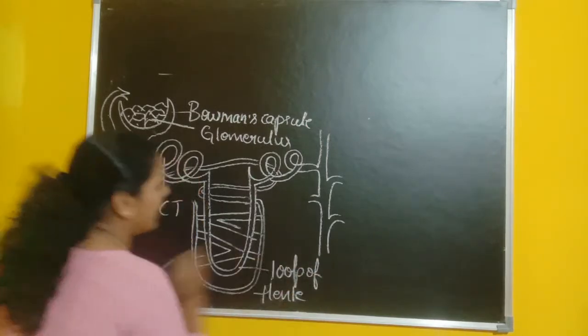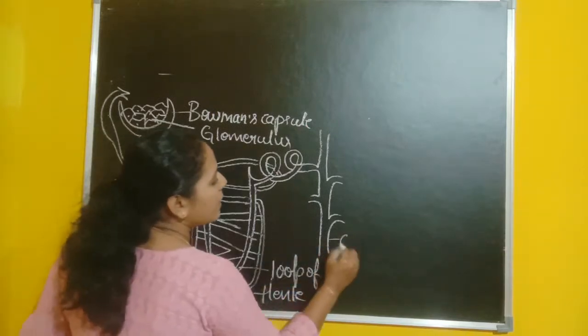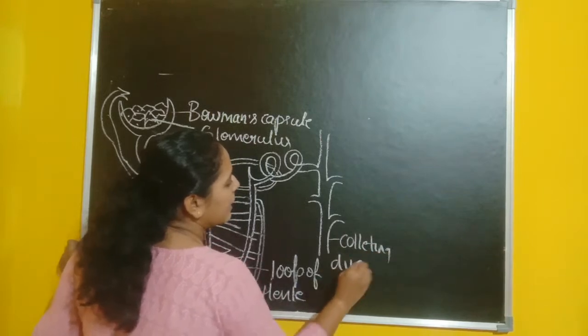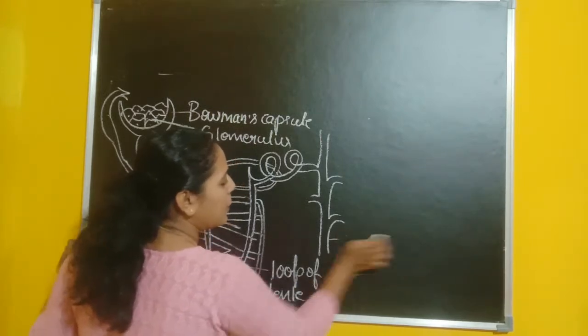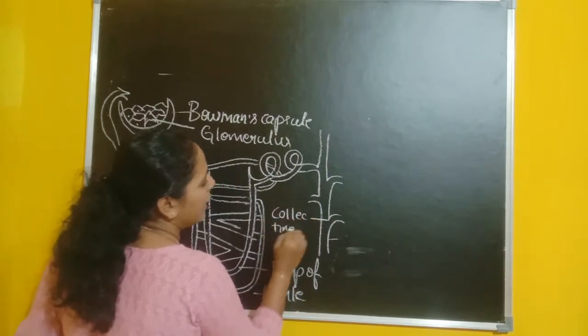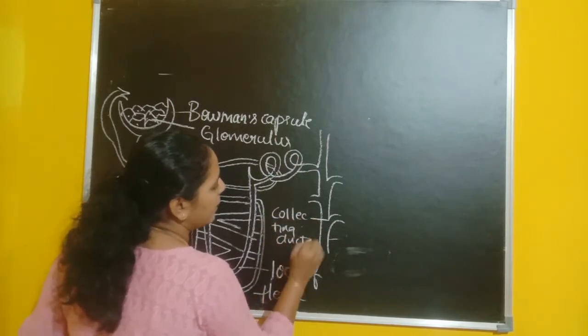Both are correct. And the last one, this is called the collecting duct. We call this the collecting duct. I think this side you are not able to see. We call this the collecting duct.